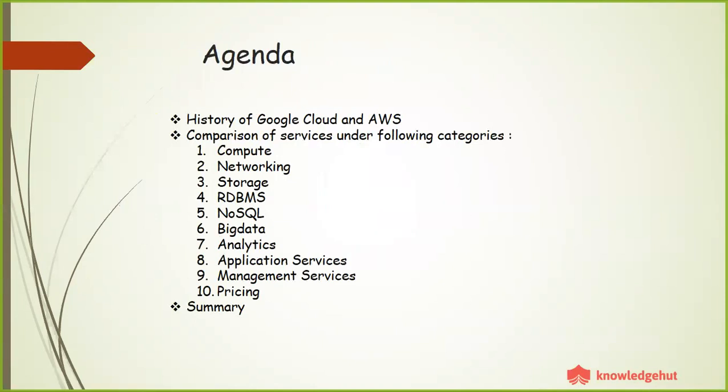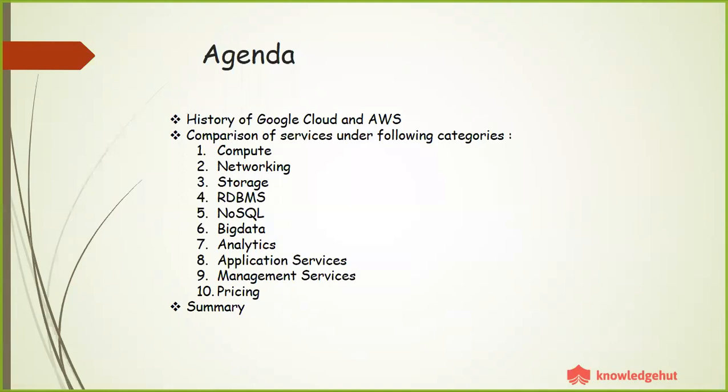So let's set the agenda. We will start with very few basic points in the history of AWS and Google Cloud, and then we will move to these 10 different categories. We will be covering 3-4 points in each category. So roughly we are going to cover around 30-40 points in this session. It means it is going to be a really fast one. In the end, I'll do a summarization of our webinar.